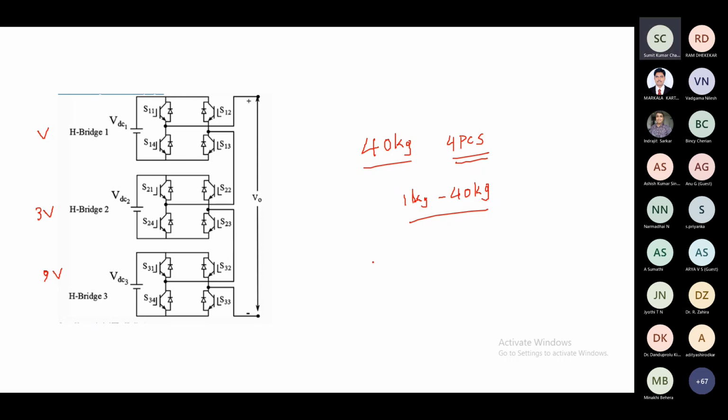The solution is 1 kg, 3 kg, 9 kg, and 27 kg, right? So what is the ratio? It's a trinary ratio.